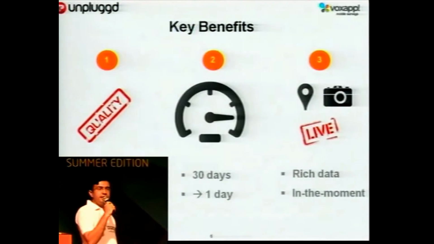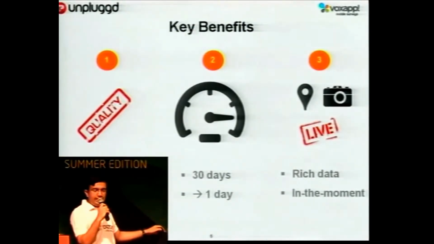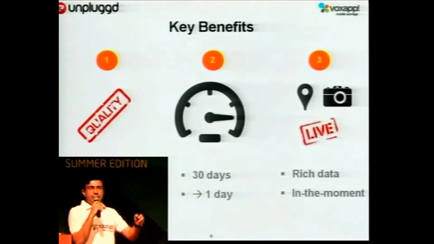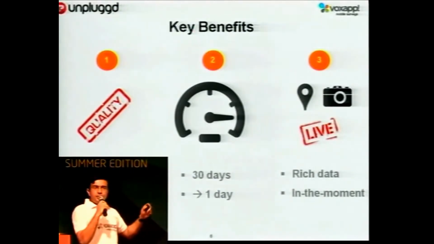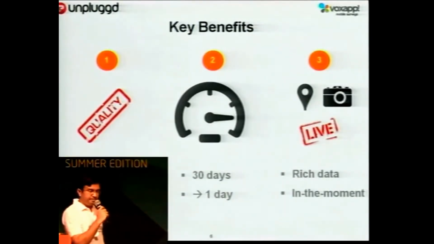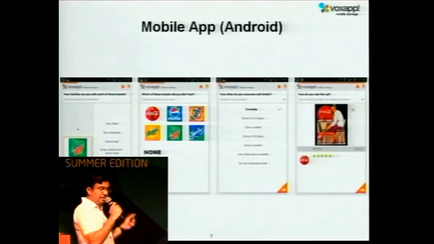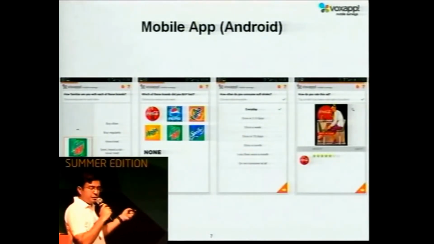So key benefits: quality data, turnaround time reduced from 30 to 45 days to 1 day, and quality of data, the kind of data that was previously absolutely not available, in terms of photographs, audio recordings, geolocation, etc. Now we'll move on to a few screenshots of the solution. Quick screenshots of the mobile application.